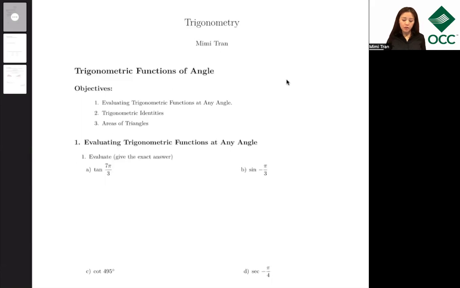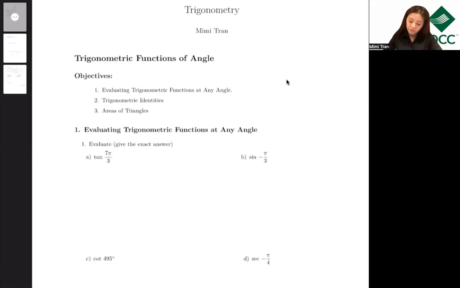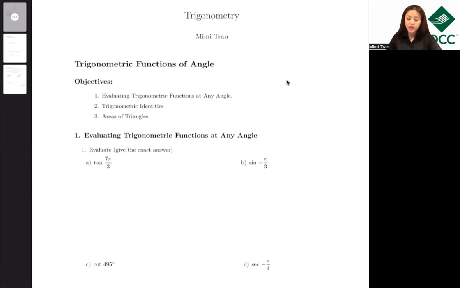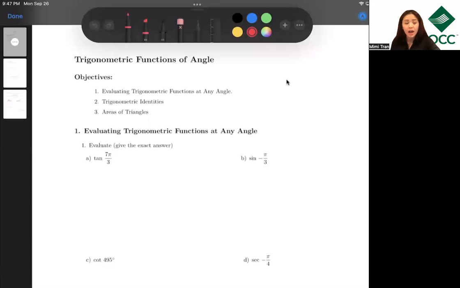All right, objective one, evaluating trigonometric functions at any angle. We want to evaluate the following angles, and we want the exact answer. That means you might use your calculator to check your answer, but you should be able to show work for how you come up with the exact answer. Okay, so tangent of 7 pi divided by 3.